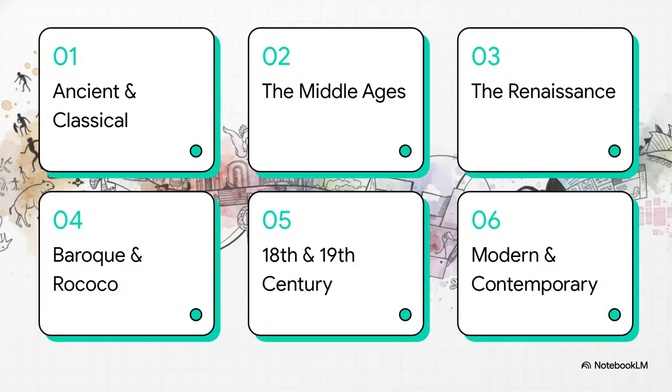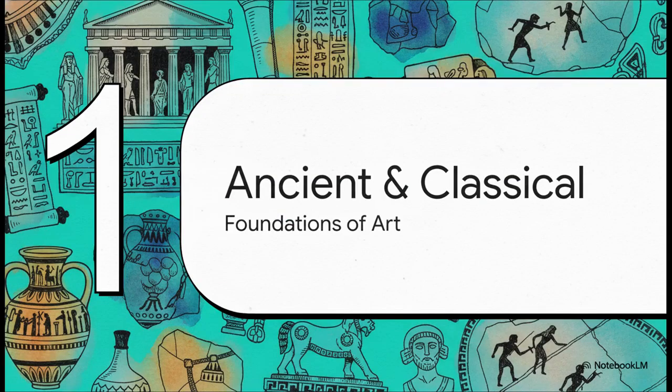So the syllabus organizes this massive timeline into 6 neat Roman numeral sections that we're going to conquer together. Ancient and classical periods, the Middle Ages, the Renaissance, Baroque and Rococo, 18th and 19th century movements, and finally, modern and contemporary art. All right, starting right off with Section 1, Ancient and Classical Periods, the Foundations of Visual Art.